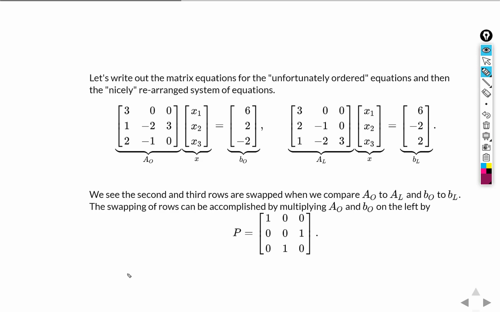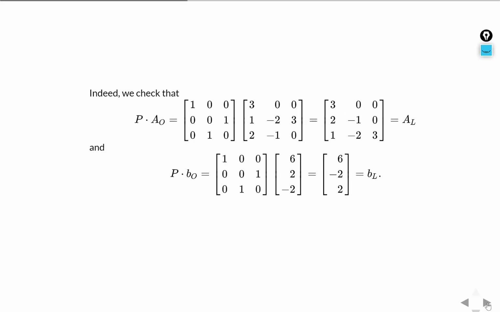That is, if we multiply P from left by the initial coefficient matrix and P times the right hand side, this will result in the new coefficient matrix, which has the lower triangular form. We do the calculations. P times the initial coefficient matrix produces the lower triangular coefficient matrix. We call P a permutation matrix.